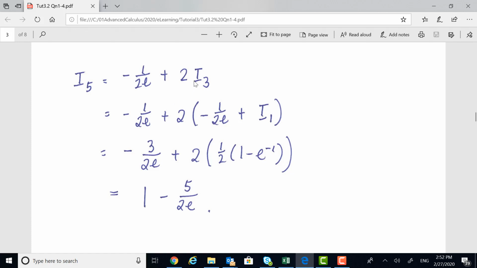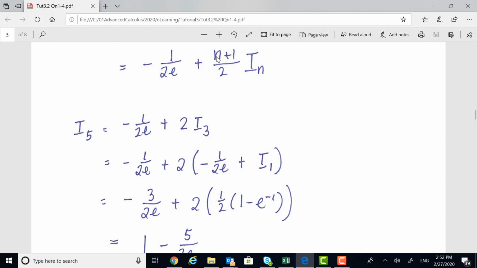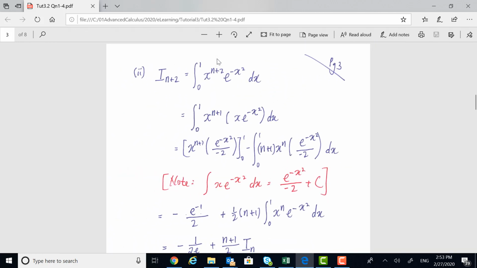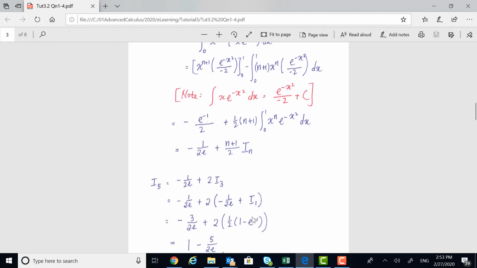And then I now apply the same formula again to I3, the same formula that I've proven. I get this. How do I get this? I just put n as 1. Why is it n as 1? You look carefully here. This is I of n plus 2, right? I just need n to be 1 to give me I3. So I put n as 1. Then it becomes 2 over 2, which is 1, I1. That's how I get 2 I1 here.